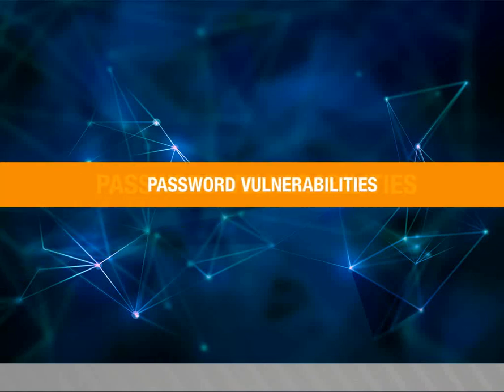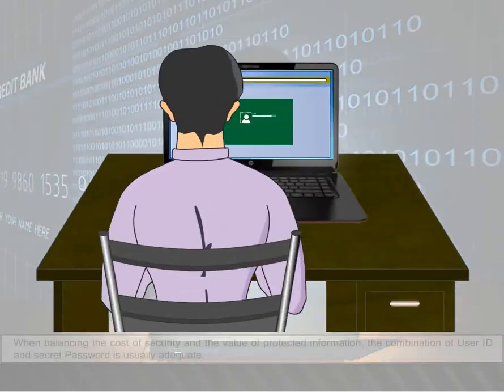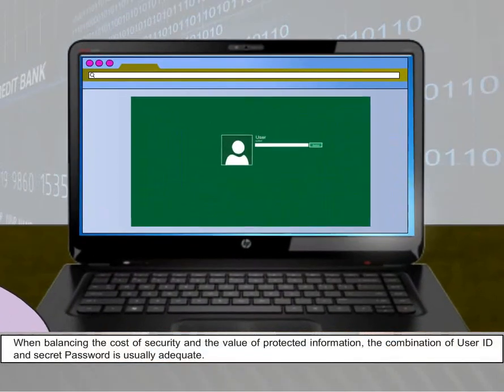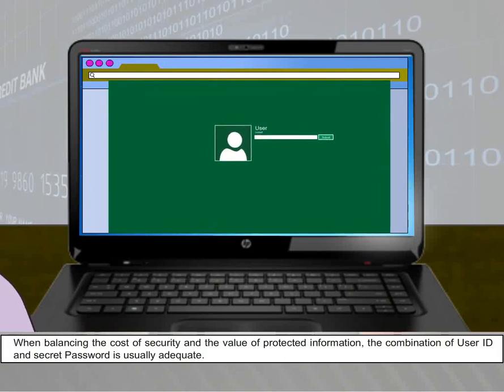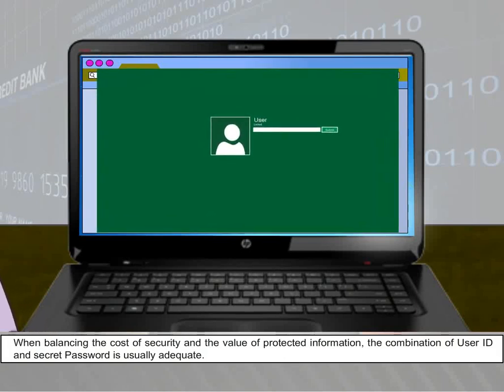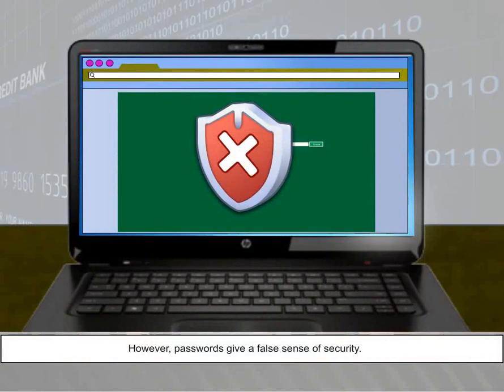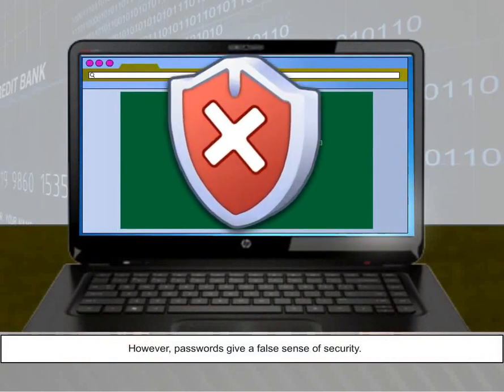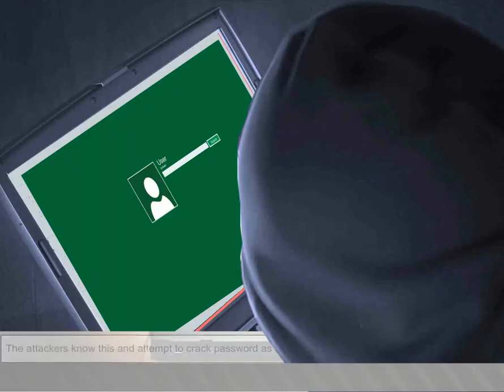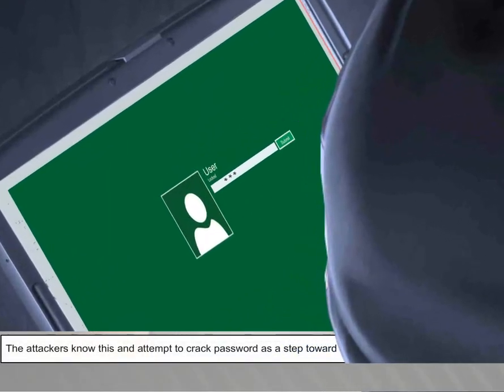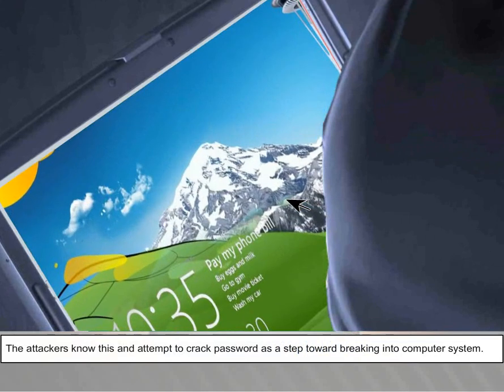Password vulnerabilities. Now we are going to see what password vulnerability is. When balancing the cost of security and the value of protected information, the combination of user ID and secret password is usually adequate. However, passwords give a false sense of security. The attackers know this and attempt to crack passwords as a step toward breaking into computer systems.